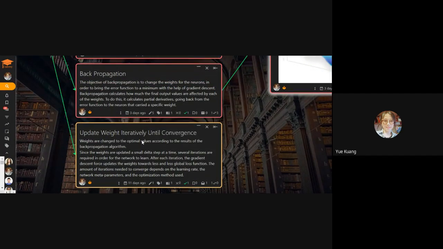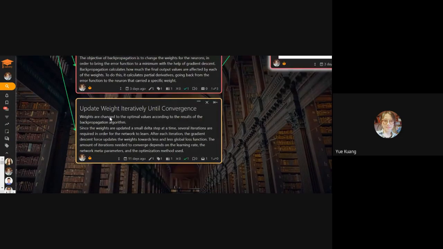Update the weights iteratively until convergence. Weights are changed to the optimal values according to the results of the backpropagation algorithm. Since the weights are updated a small delta step at a time, several iterations are required in order for the network to learn. After each iteration, gradient descent updates the weights towards a lower and lower global loss function. The number of iterations needed to converge depends on the learning rate, the network meta-parameters, and the optimization method used.